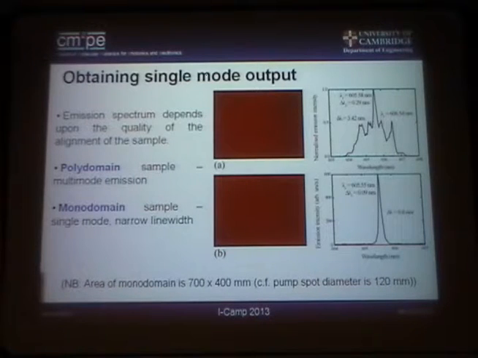So if you end up with a very polydomain cholesteric liquid crystal, your emission spectra consists of quite a lot of different modes because you've got different regions of slightly different pitch. So it's really quite important that you form a very nice monodomain, and that has quite a big effect in terms of the line width. You can end up with very nice narrow line width samples, and I think the lowest we measured is about 60 picometers, which has been restricted by the resolution limit of our spectrometer, so it may well be even less than that.